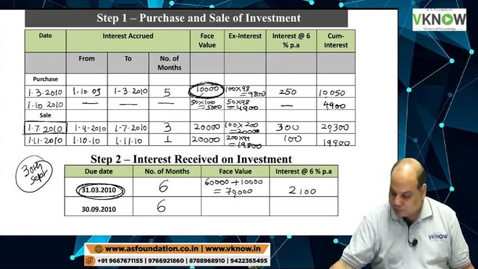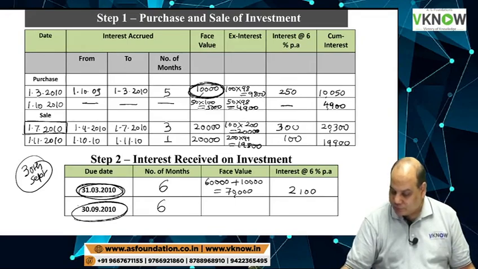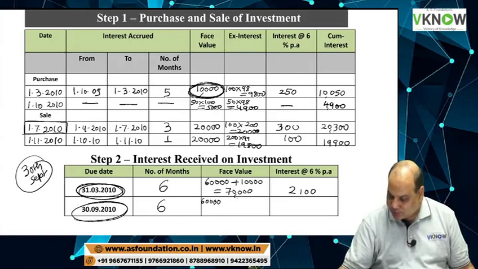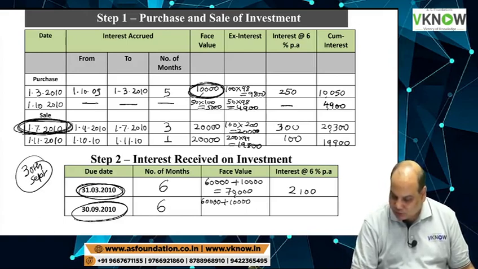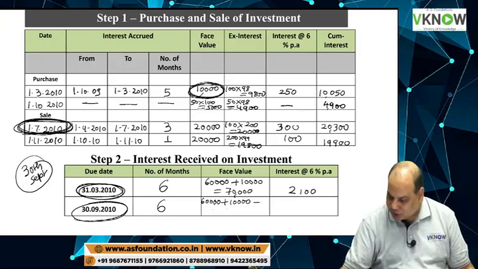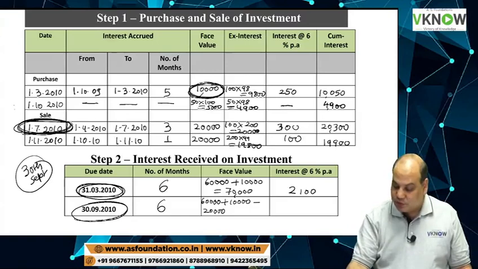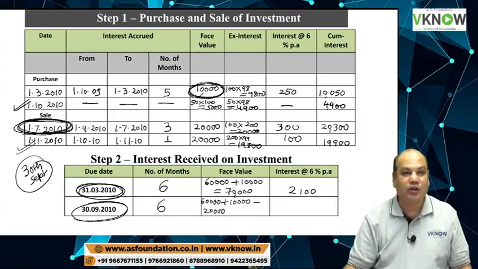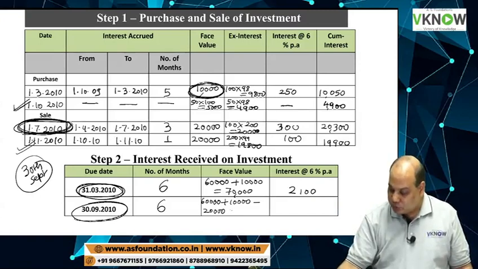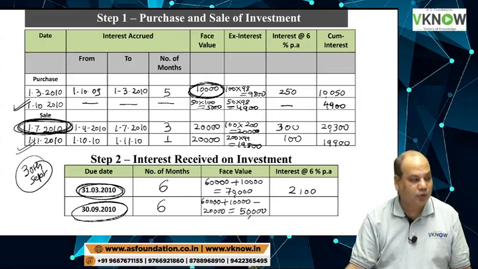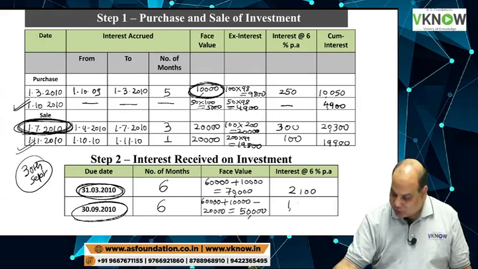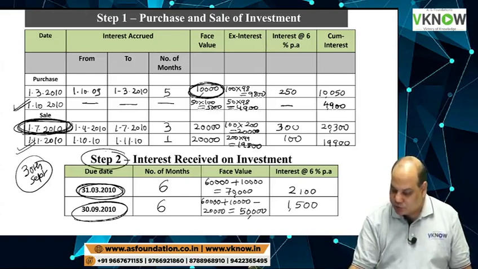So that is 2,100. And now on 30th September, again we have opening balance 60,000, plus we have purchased 10,000 investment on 1st March, and then we have sold this investment on 1st July. This we have sold before this date, so that is minus 20,000. Other investments were purchased or sold later, after 30th September, so they will not be considered. So this is equal to 50,000. You are going to receive interest on 50,000 for 6 months at 6%, and that is 1,500. This we will call step 2 or working note 2.